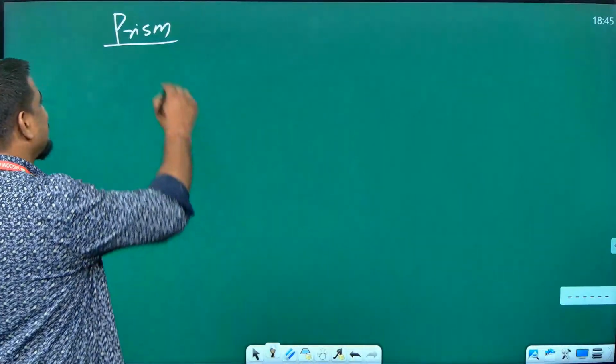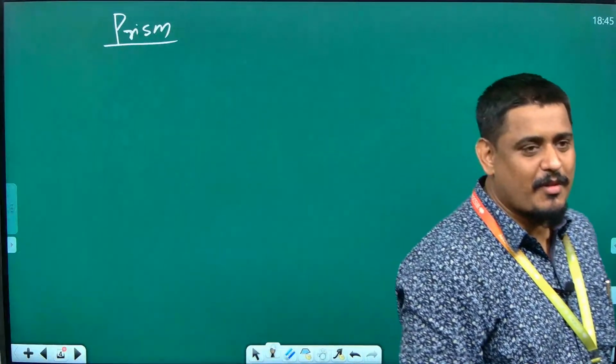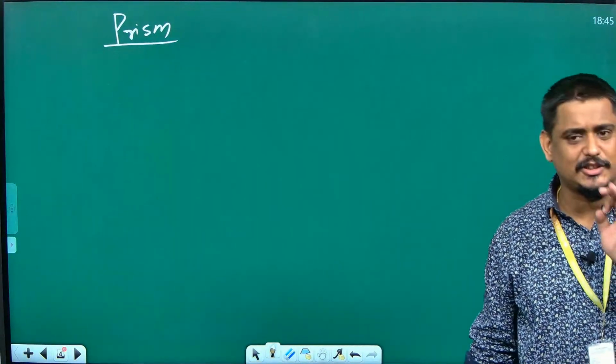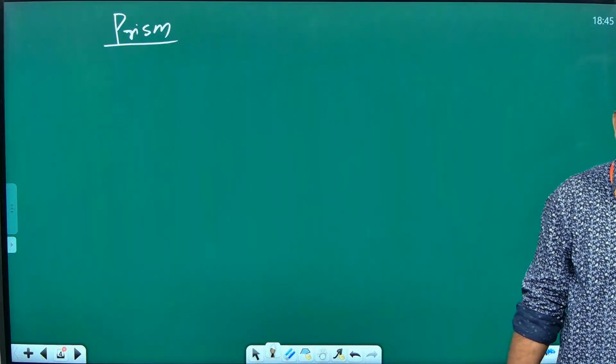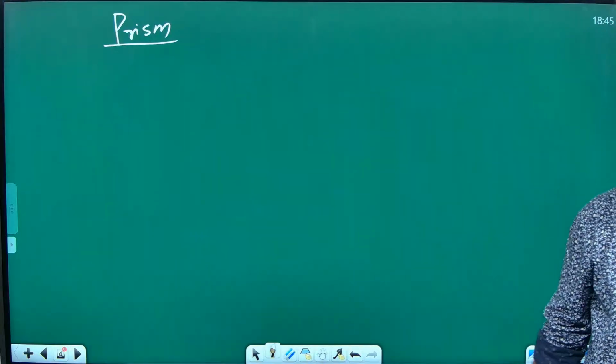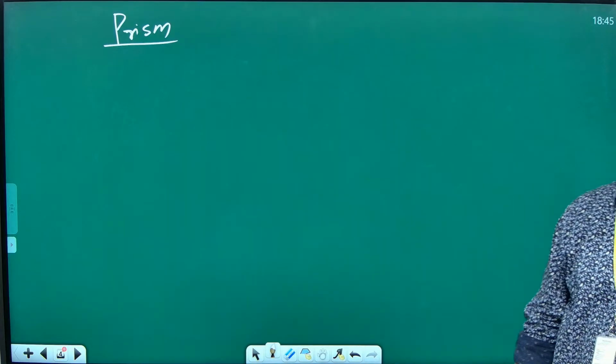Prism. Shall I go for prism now? Okay. Before I start talking about the prism and what prism is doing and how the reflection takes place from a prism, refraction I should say. First of all, do you know what is the meaning of prism? No? Have you heard the word prism before? Okay. So, do you know how a prism looks like?